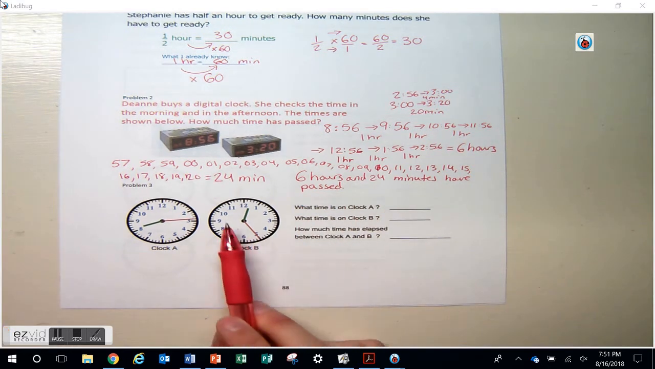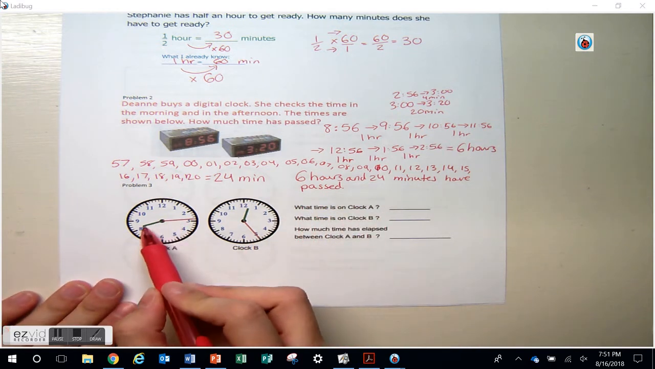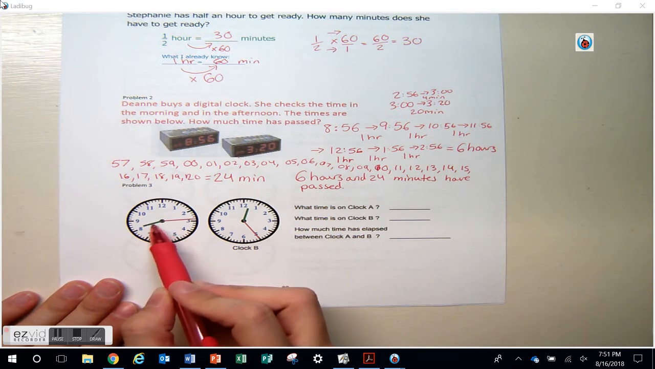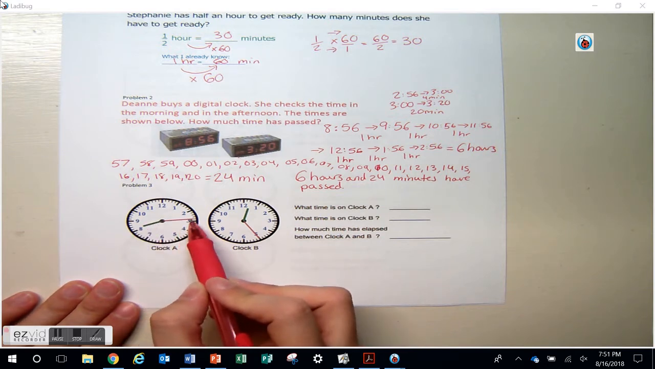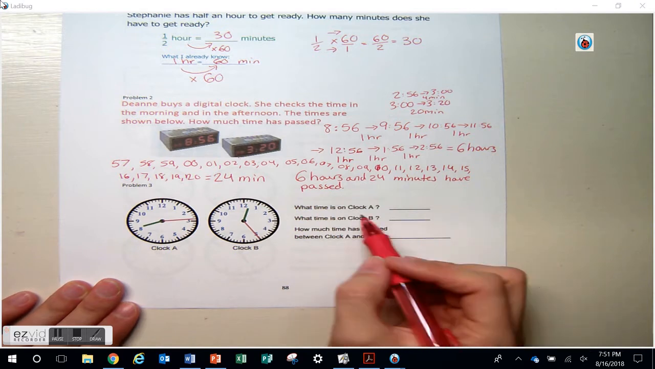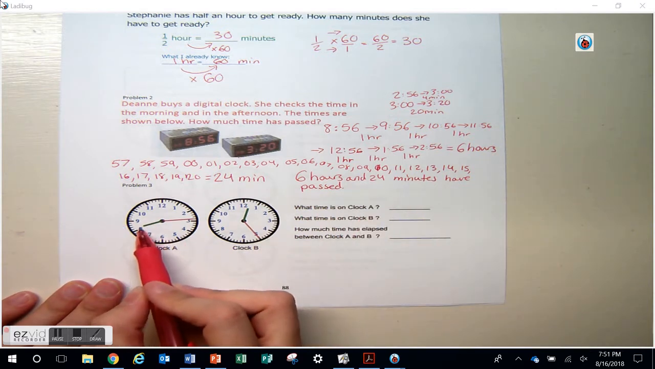Let's move on to problem 3. What time is on clock A? So here, this time, the green here, you probably don't have that in your notes, but the green is the hour hand, the red is the minute hand. So what time is on clock A?